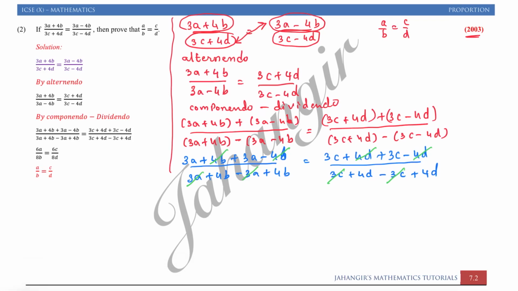So whatever is left, we can write 3a plus 3a is 6a upon 8b is equal to 6c upon 8d. So you can cancel 6 and 6 on both sides, 8 and 8 on both sides. Therefore we will get a by b is equal to c by d. Okay, always prefer the method which I am doing.